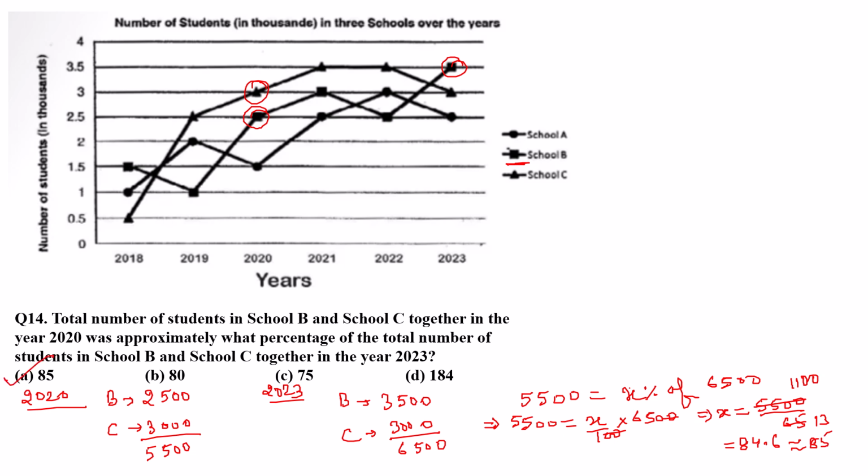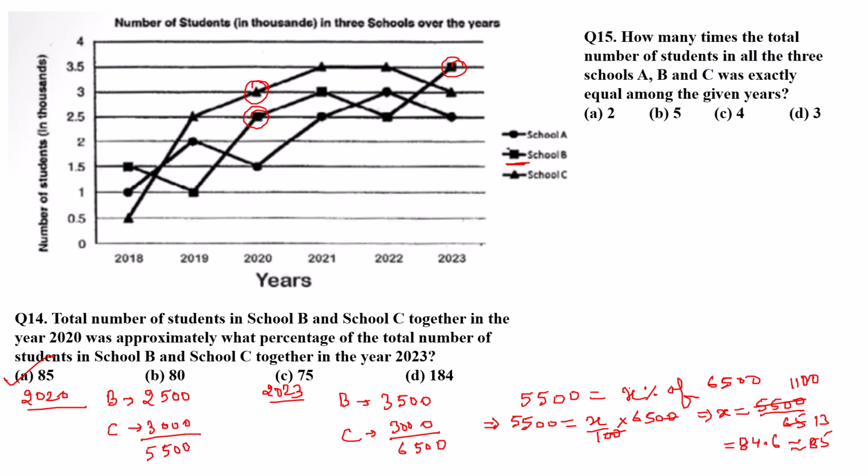This will be the last question, and that question is also based on the same graph. The question says, how many times was the total number of students in all the three schools A, B, C exactly equal among the given years? So if you see schools A, B, C, just look at the graph carefully, you will get your answer. How many times was the total number of students in all the three schools the same? If you can see here, this part also is showing the same data, here also the same data, here also the same data, isn't it? So the answer is 3 times.